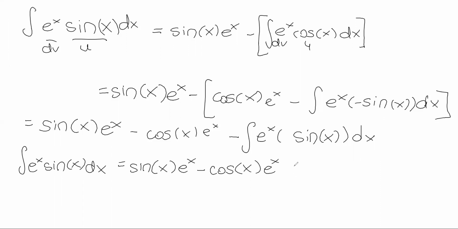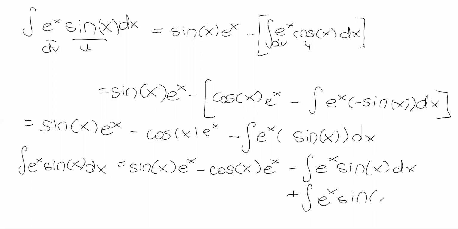And then this is going to be minus the integral of e to the x times sine of x dx. So because we have this appearing on both sides of the equation, I want to add this to both sides. I want to add the integral of e to the x sine of x to both the left and the right.